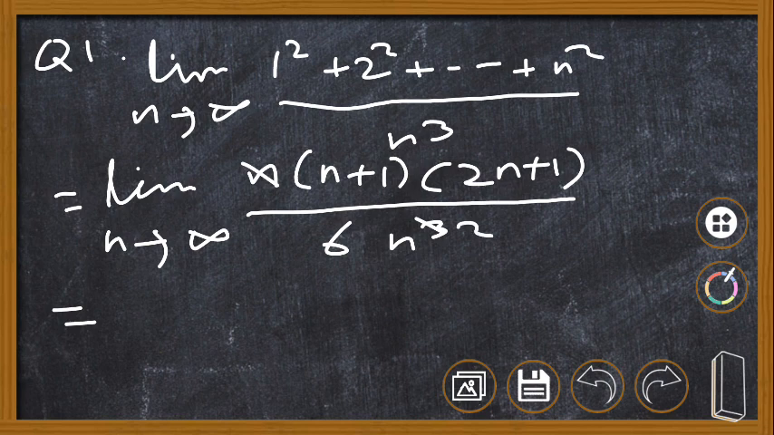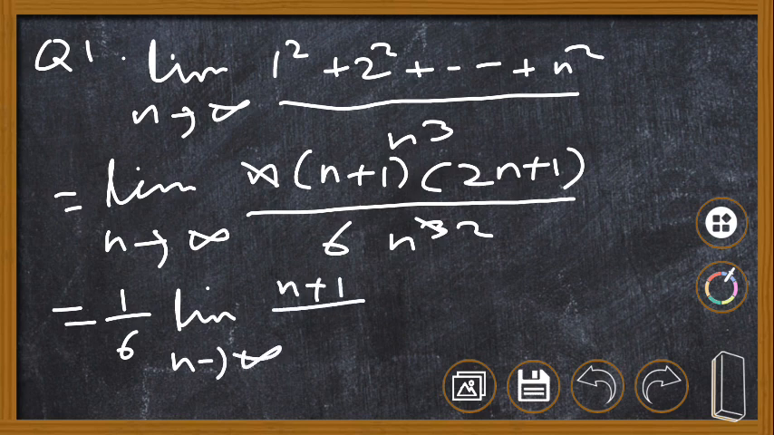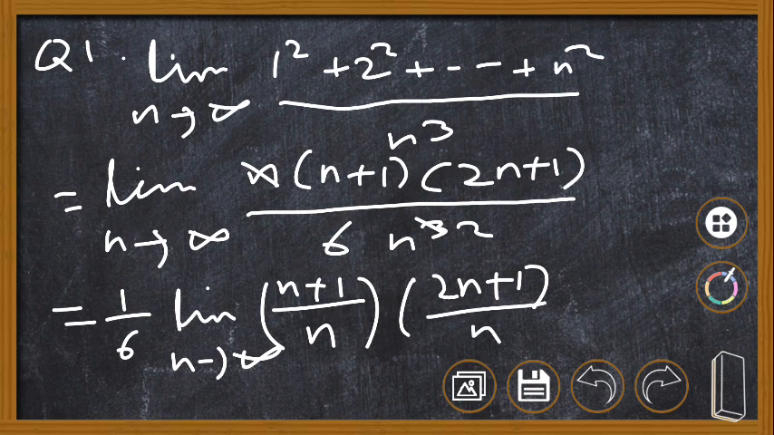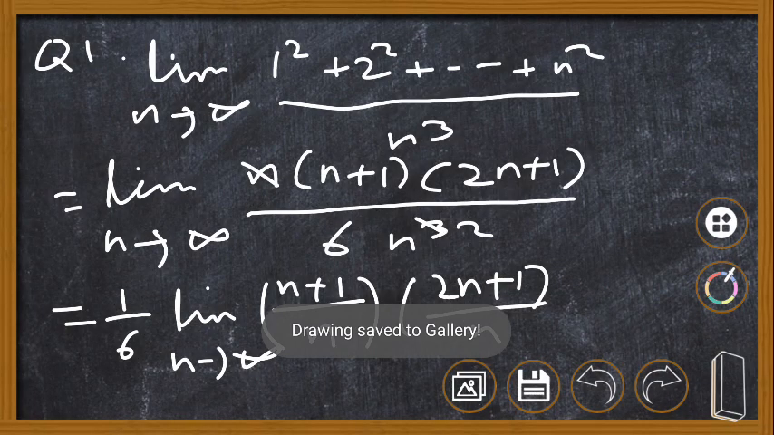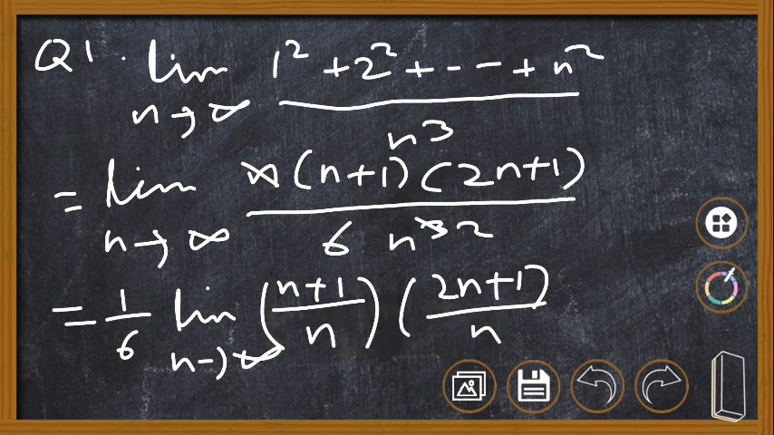What I will do, I will redistribute this. 1 by 6 I have taken common. This will be the limit n tends to infinity. Then I will redistribute it like this, (n plus 1) divided by n, then another n, so (2n plus 1) divided by n, right? So here I have 1 by 6, limit n tends to infinity, (n plus 1) divided by n multiplied by (2n plus 1) divided by n.